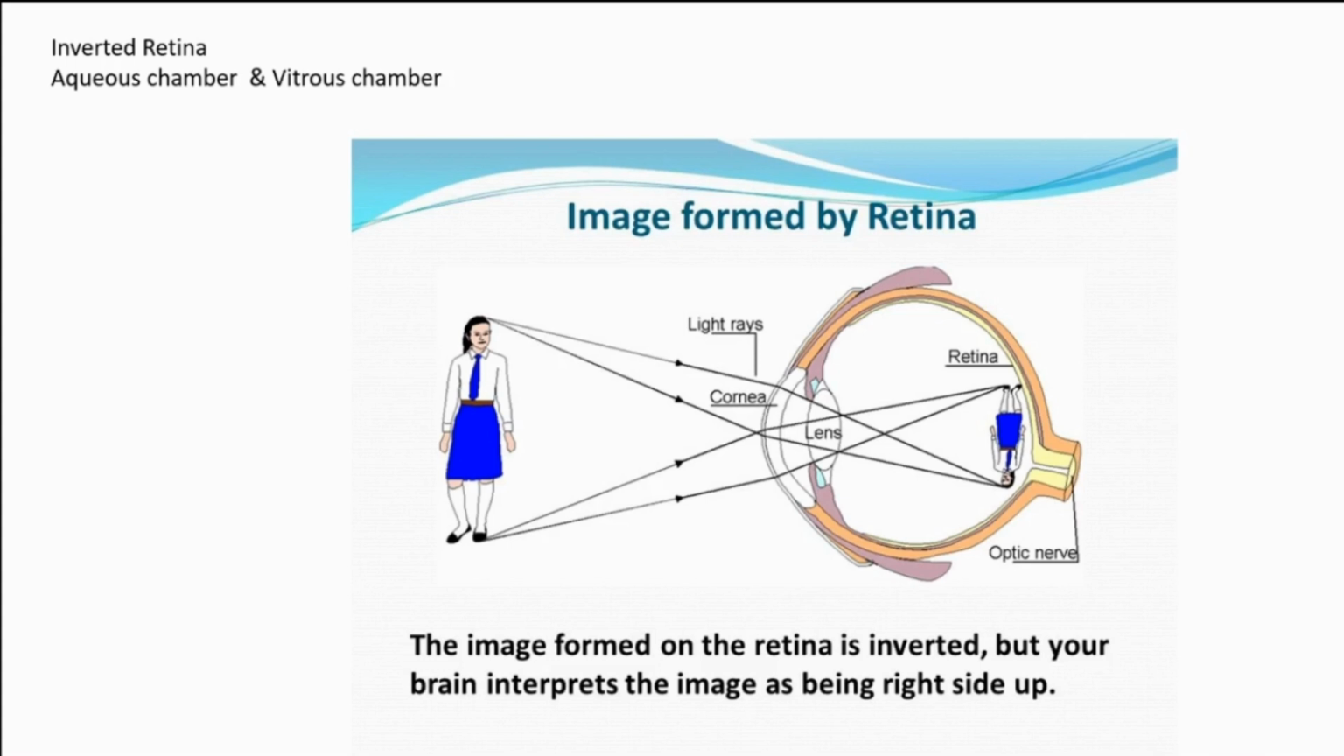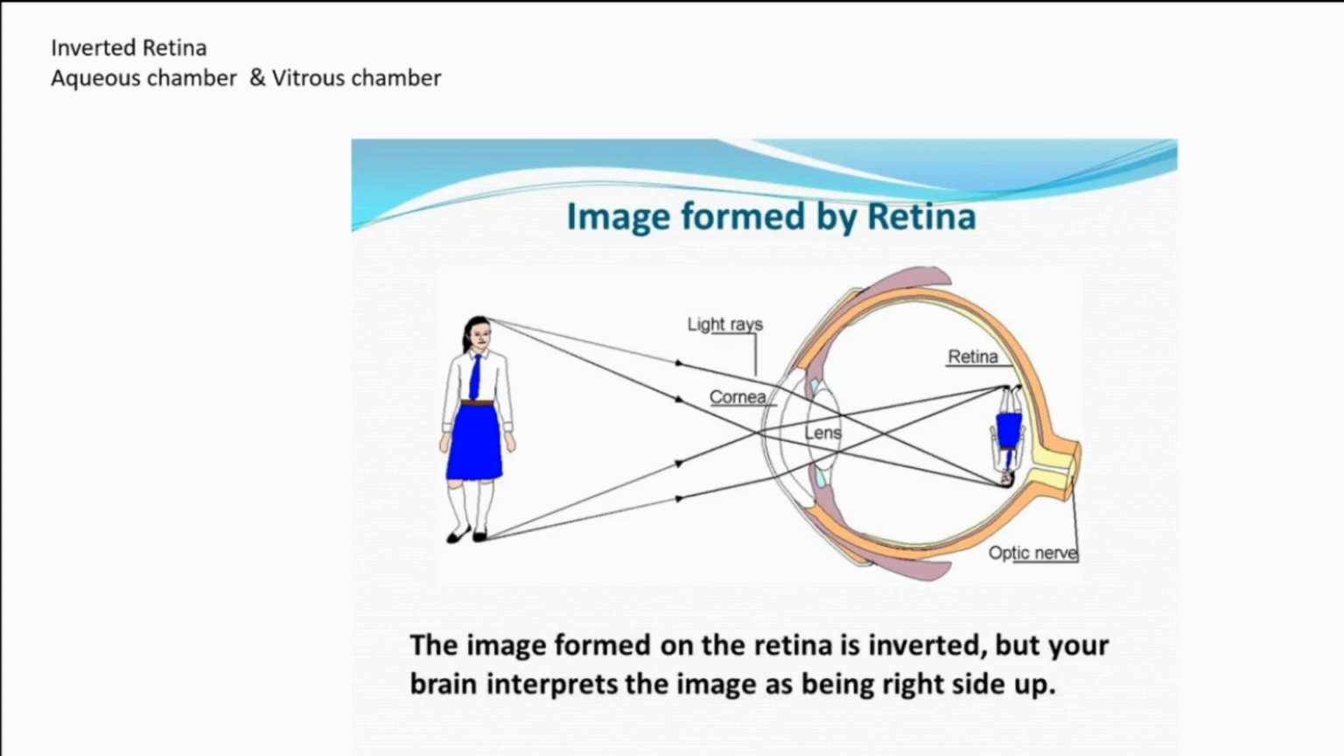I will give you the spelling. The spelling is given here: aqueous chamber and vitreous chamber. And humor, HUMOUR. Vitreous humor is the fluid filled in the vitreous chamber, and aqueous humor is the fluid filled in the aqueous chamber. Humor spelling: HUMOUR.